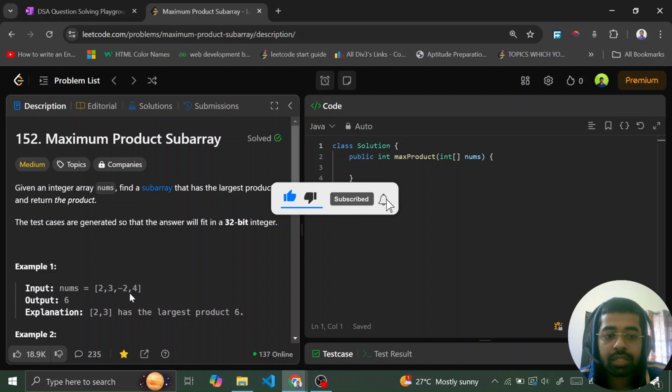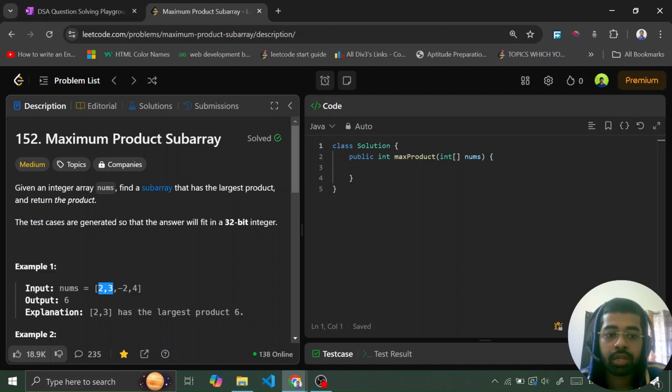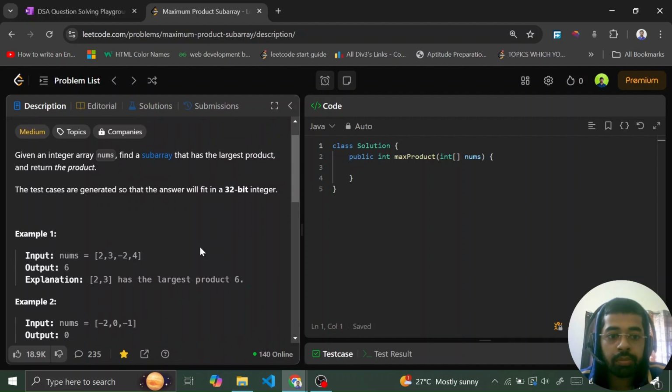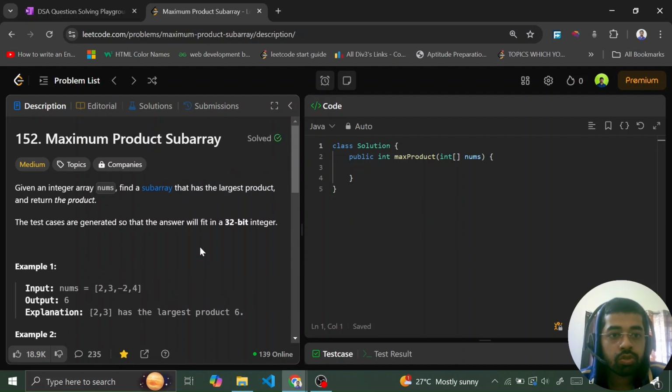If you look at it, you can understand that 2 and 3 is a subarray whose product is 6, which is the maximum product here. Because if we include this minus 2 as well, it will be negative, and that will be of no use for us. And if we take this 4, 4 is still lesser than 2 into 3, which is 6. I hope you understand what is asked in the question, and we can have elements like 0, negative numbers, positive numbers, all of them are possible. So let's get to the OneNote and understand the flow and how it will happen.